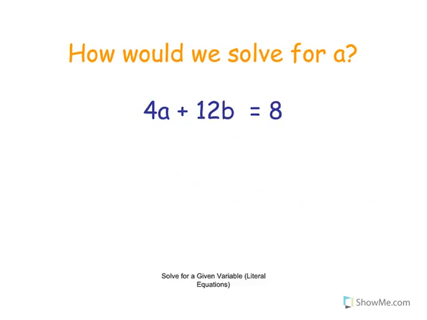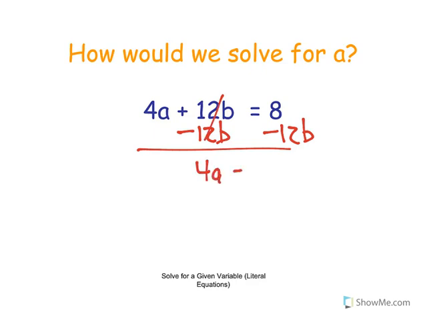All right, this is really going to be no different. I need to isolate my a term, so I'll add negative 12b on both sides. Now, one of the things that we probably should understand is that I can write any expression with a negative in 2 ways. I can also say 4a is equal to negative 12b plus 8.